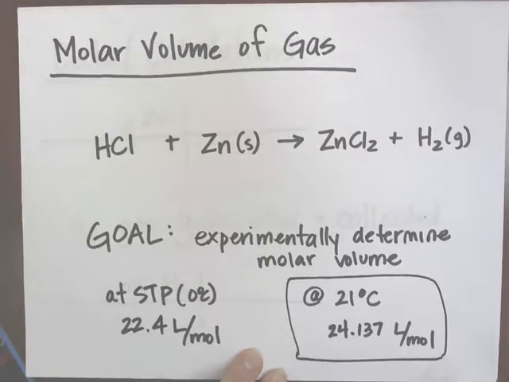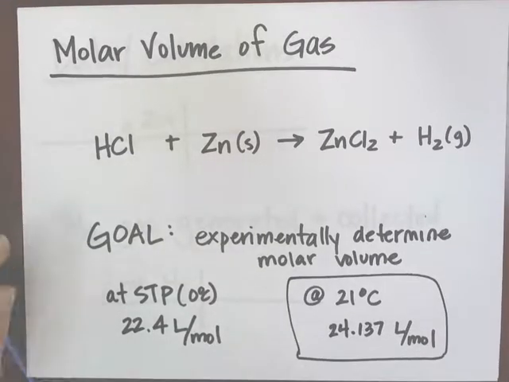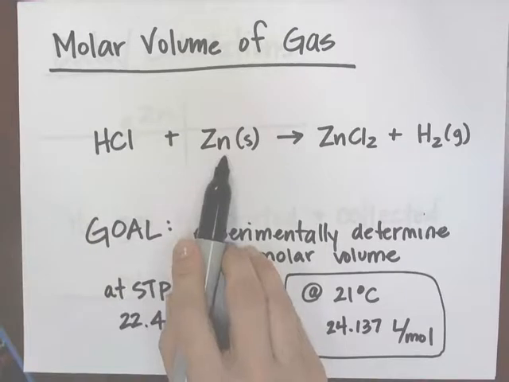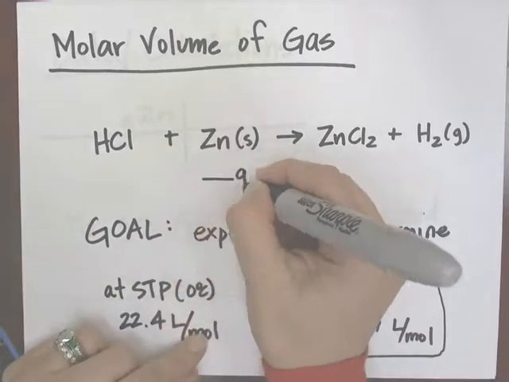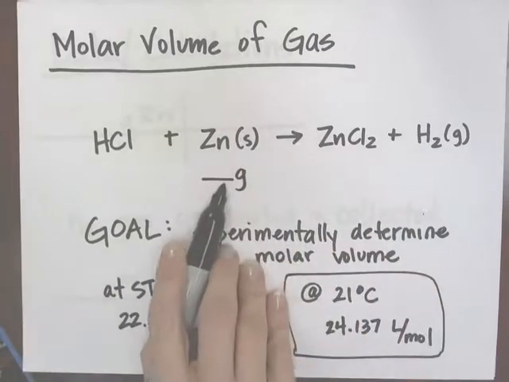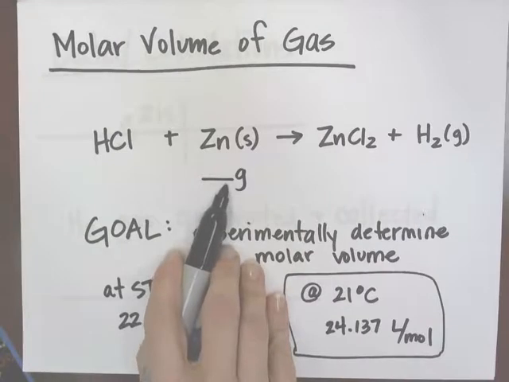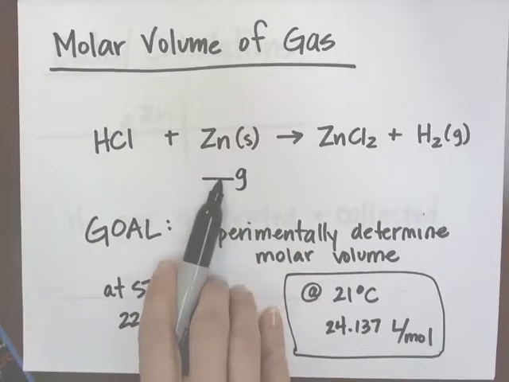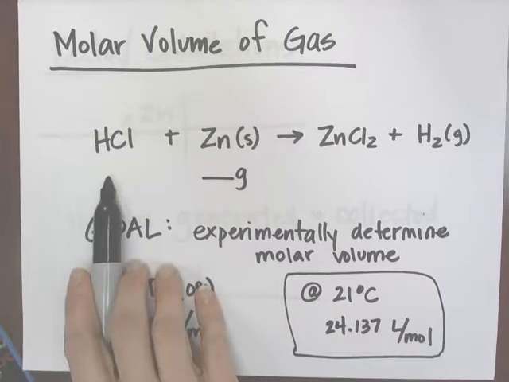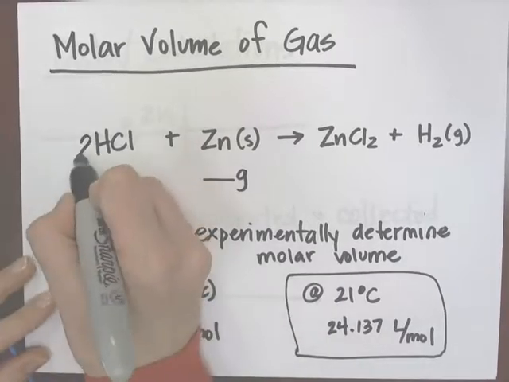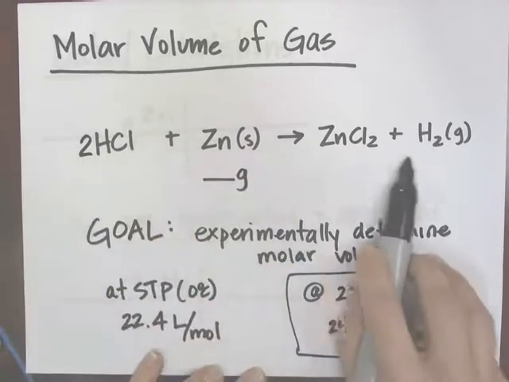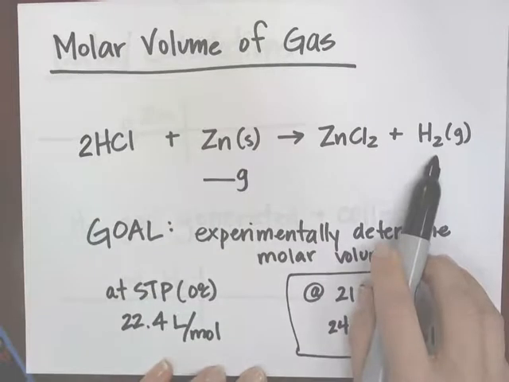So what we're going to do in the experiment is drop a piece of zinc. We will know how much to use because we're told an exact amount to use in the procedure. So we'll know how much zinc we're using. We're going to drop it into some hydrochloric acid, and we're going to make some hydrogen gas.